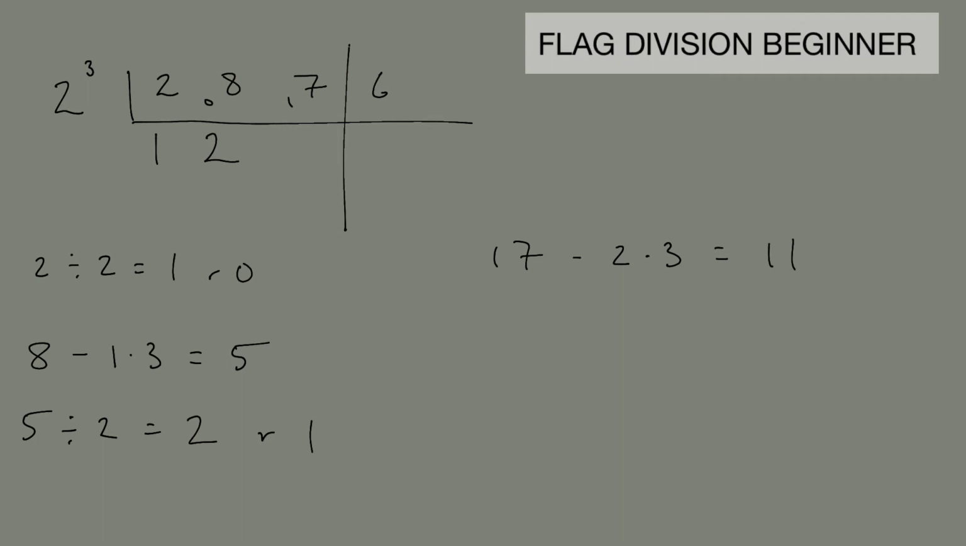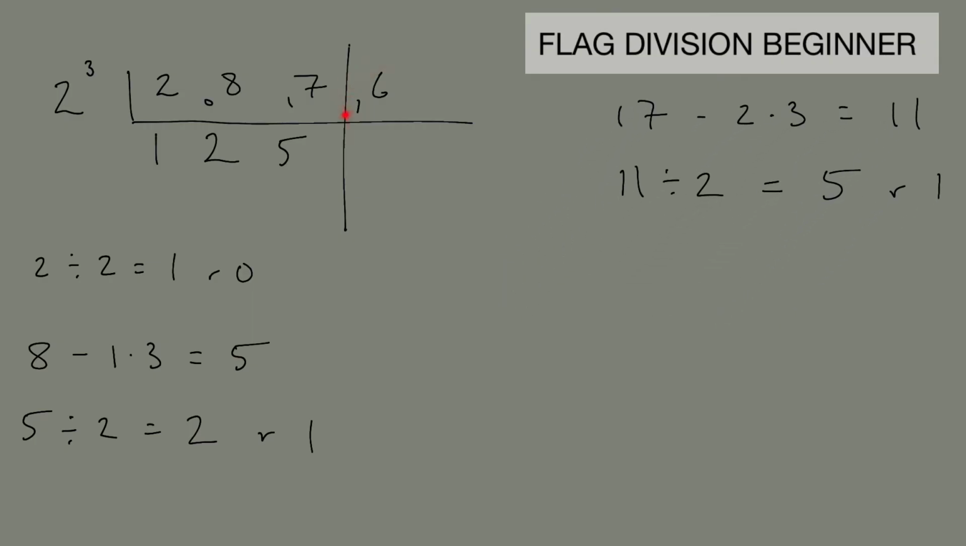Now we're going to take 11 and divide it by this 2. So 11 divided by 2 gives us 5, remainder 1. Okay, so we write that in: 5, remainder 1. I'm going to kind of move some of this stuff up here.